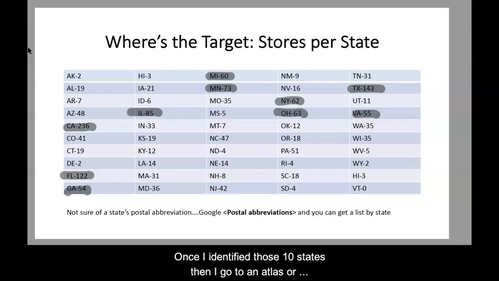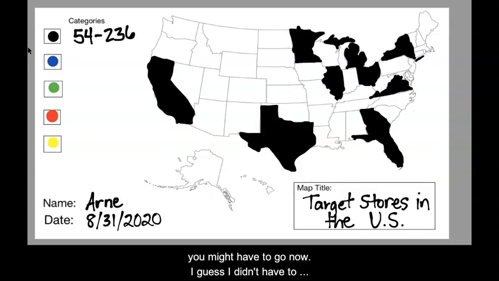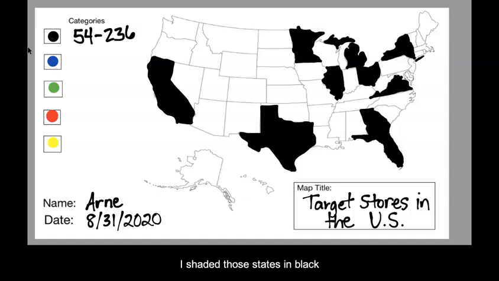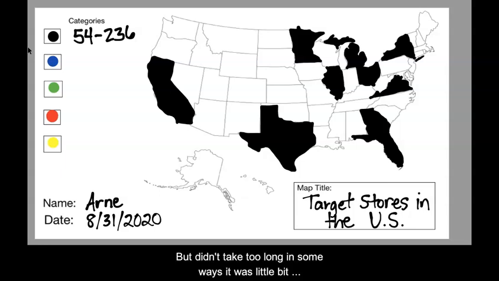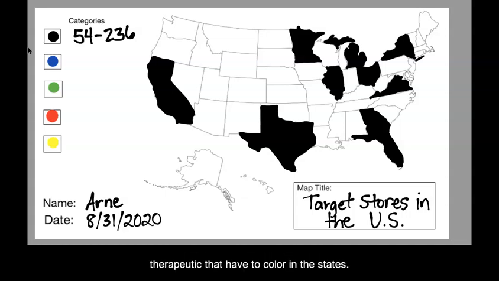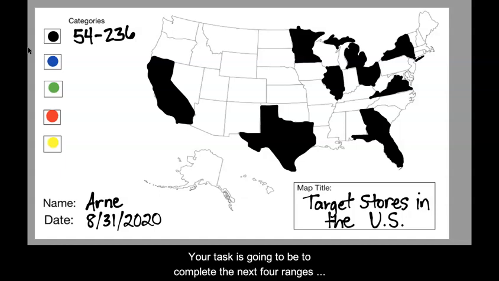So once I identified those 10 states, then I had to go to an atlas, or you might have to go to an atlas. I guess I didn't have to because I know where they are, but you may or may not know where these states are. And if you don't, just use an atlas to help you. And I just shaded those states in black. I was going to say I placed a dot there first and then went back and shaded them in as I changed the thickness of the pen that I used to color in the states. But it didn't take too long, and in some ways it was a little bit therapeutic to have to color in the states. Your task is going to be to complete the next 4 ranges.